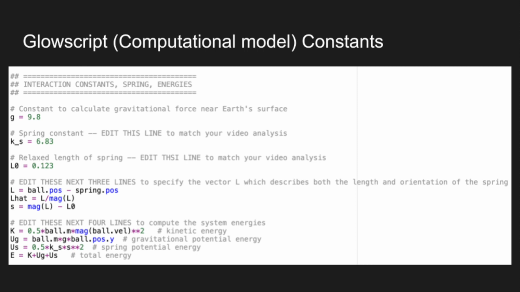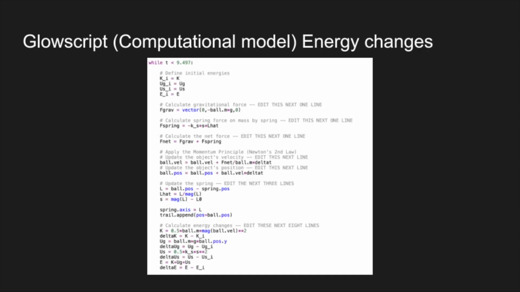And then the next lines are just how to find L, L hat, and s. s is just the length of the spring minus the relaxed length of the spring. And then lastly, we have equations to find kinetic energy, gravitational potential energy, spring potential energy, and lastly, total energy. So finally, we have energy changes. These are the lines of code to calculate it.